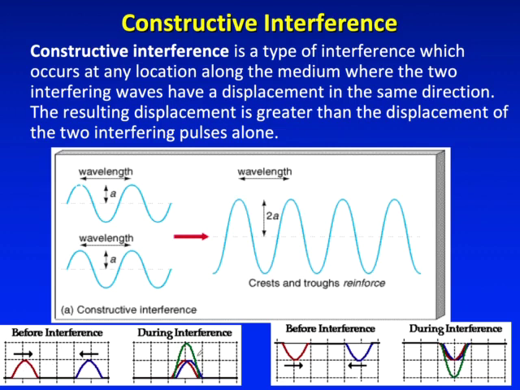So again, this is the kind of construction we have. Crest meeting crest, we get twice as big, or trough meeting trough, we get twice as big of a trough. These are pulses down here. These are continuous waves up here.